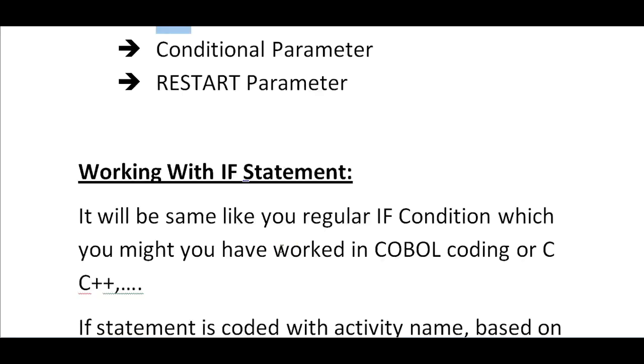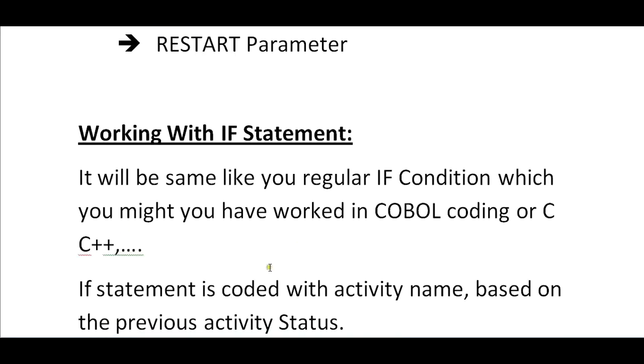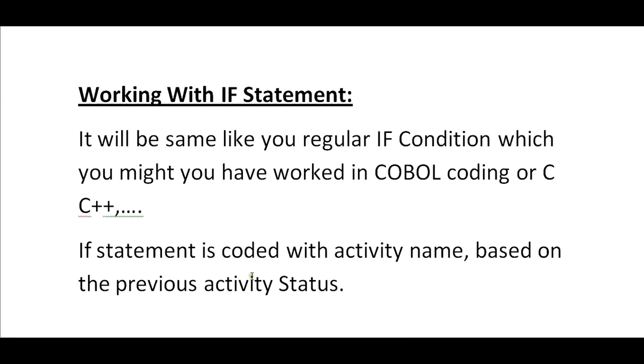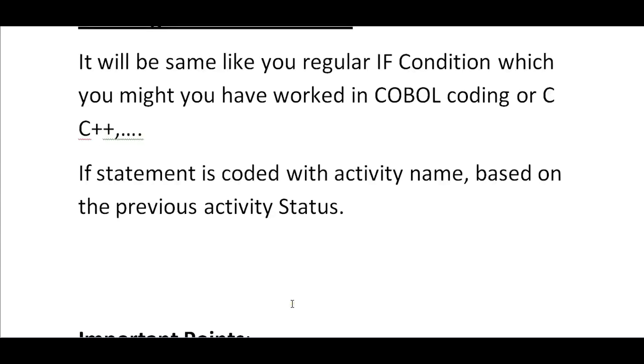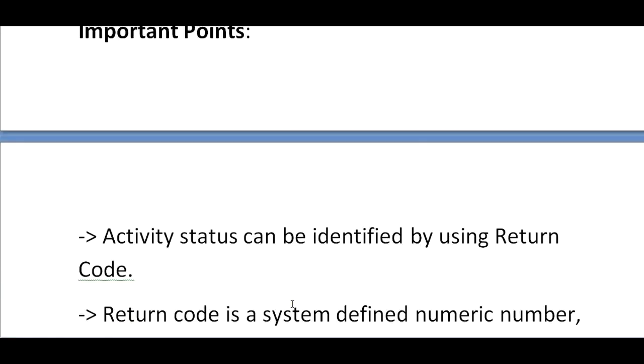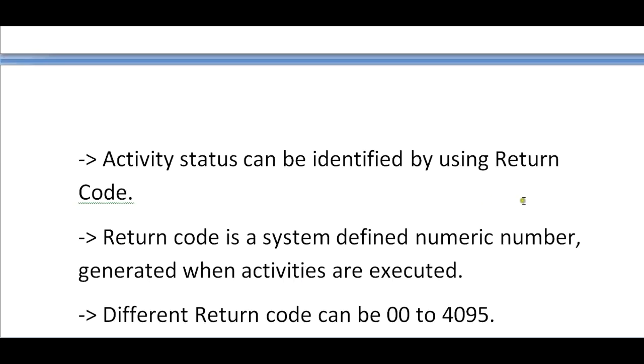Working with IF statements is the same as regular IF conditions when working with COBOL or C or C++, whatever programming language you work in. It is a simple syntax that we use. The IF statement is coded with an activity name, based on the previous step's activity status. That is, we will have a set of activities, it will capture the return code, and based on that return code you can take a decision whether you want to bypass a particular activity or run it. An important point is that activity status can be identified by using the return code.